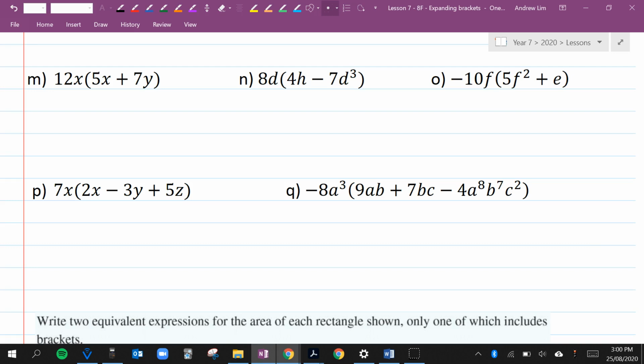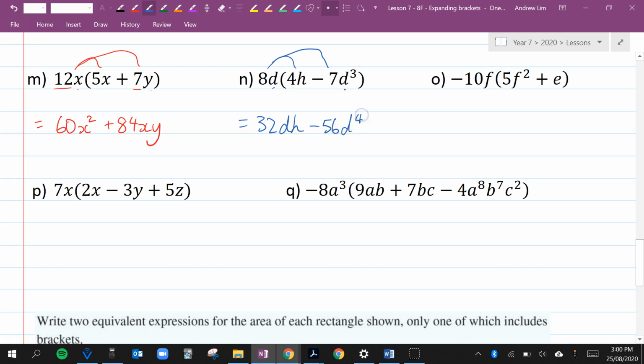Alright, let's check these answers. We have 12x times 5x. 12 times 5 is 60. X times x is x squared. 12x times 7y. 12 times 7 is 84. X times y is xy. Question N. 8d times 4h. 8 times 4 is 32. And we still have our d and h. 8 times minus 7 is minus 56. D times d cubed is d to the power of 4, because there are 4 of them.